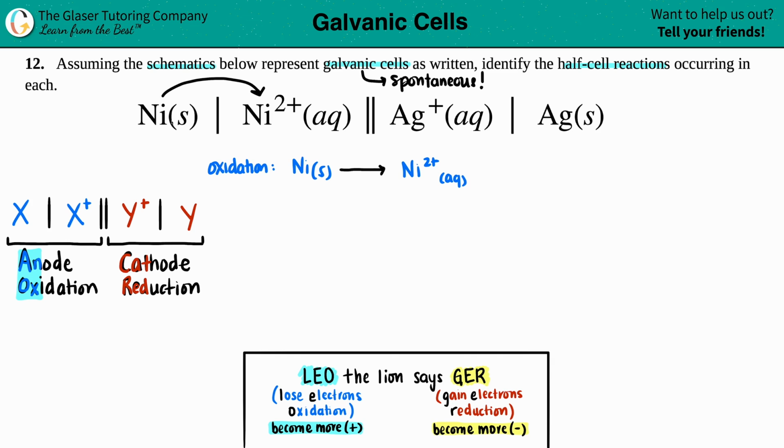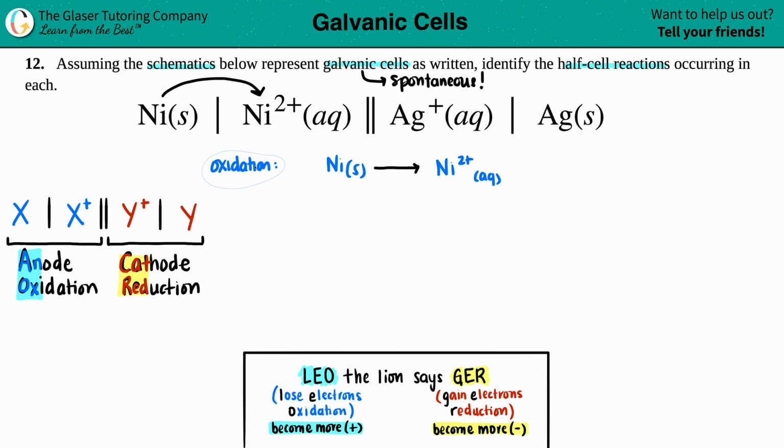Which means that if this is the oxidation side, the other side has to be the reduction. And there it is. The second side is always represented as the cathode in galvanic cells, and that's reduction. You could remember this by saying red cat, reduction cathode. And remember, reduction is a gain of electrons, so you're becoming more negative. And that's why the positive charge goes to a lower number. So that's this. Ag+ goes to Ag 0. So that's reduction.